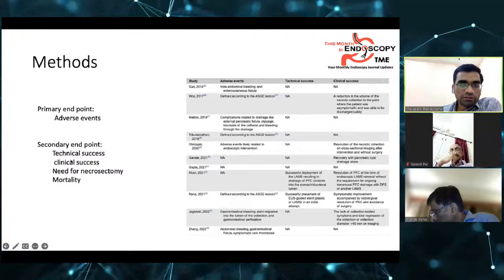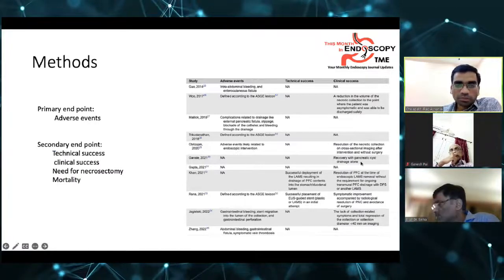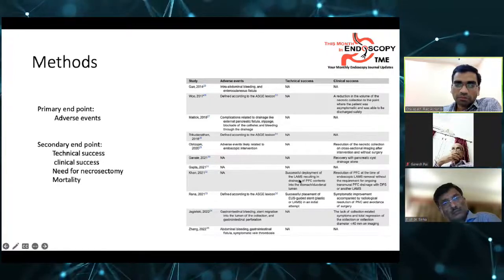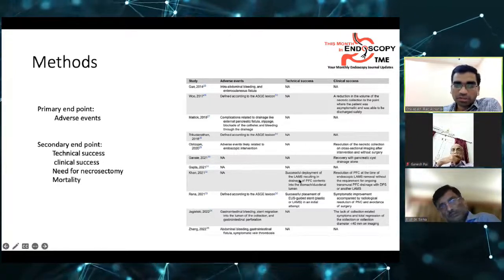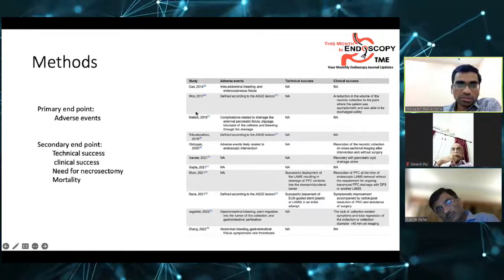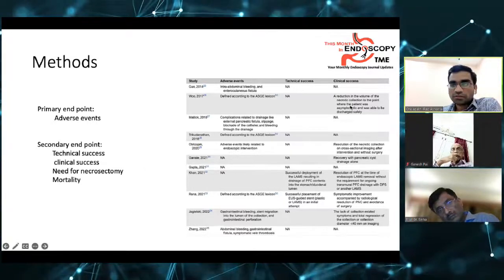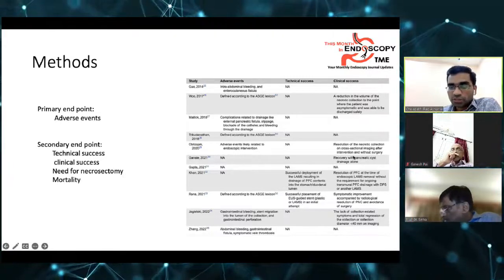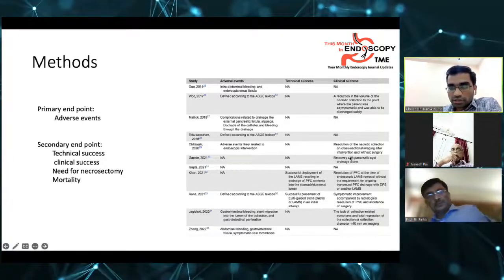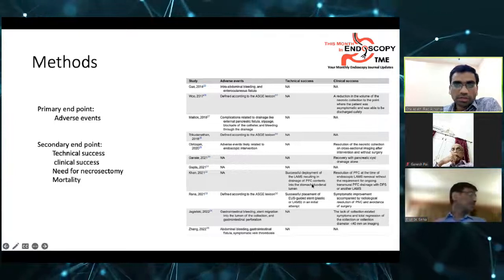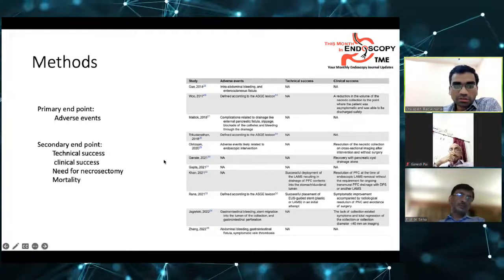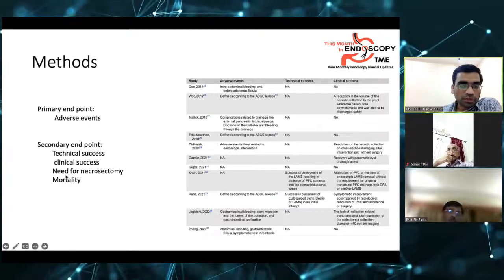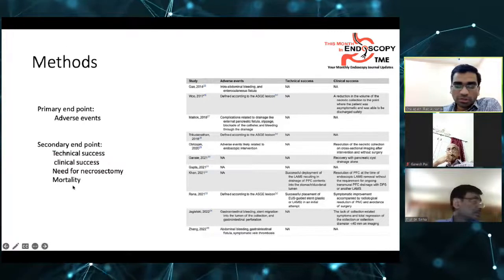Secondary endpoints were defined as technical success, which was reported in only two of these studies, like successful deployment of the metal stent in endoscopic studies. Clinical success is defined as reduction in the symptoms, reduction in the volume of the cavity, resolution of the cavity, etc., by various authors. Other secondary endpoints recorded were the need for necrosectomy and mortality.